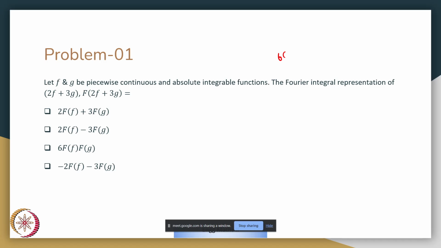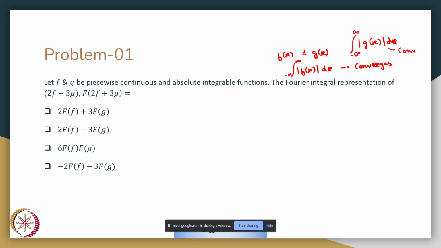So we are given that f of x and g of x are two functions and that they are absolutely integrable functions, which means that the integral of modulus of f of x dx over the entire real line basically converges. Same is true for the integral of modulus of g of x dx over the entire real line.